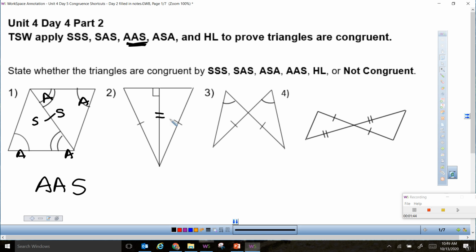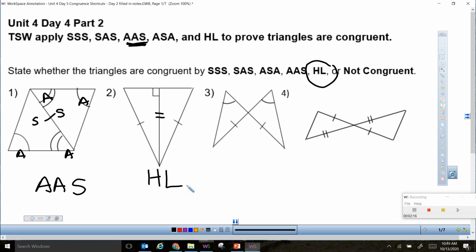So looking at these triangles, what type of triangles are those? Right triangles. So if it's a right triangle, first I'm going to check hypotenuse leg. Do we have the hypotenuse marked as congruent? Yes. Do we have the leg marked as congruent? Yes. So these two triangles are congruent by hypotenuse leg.